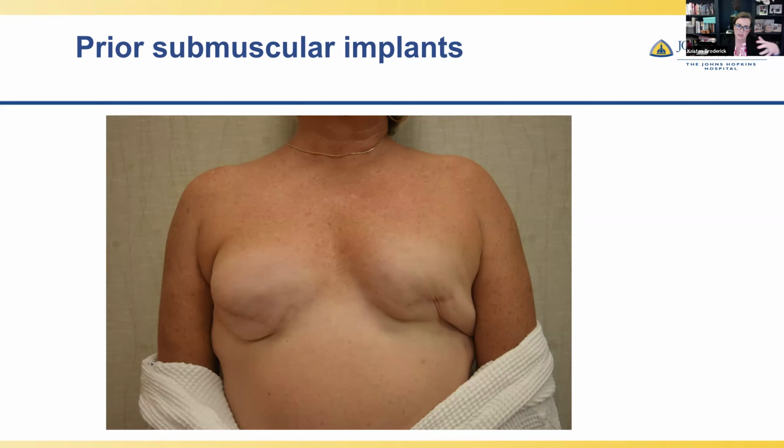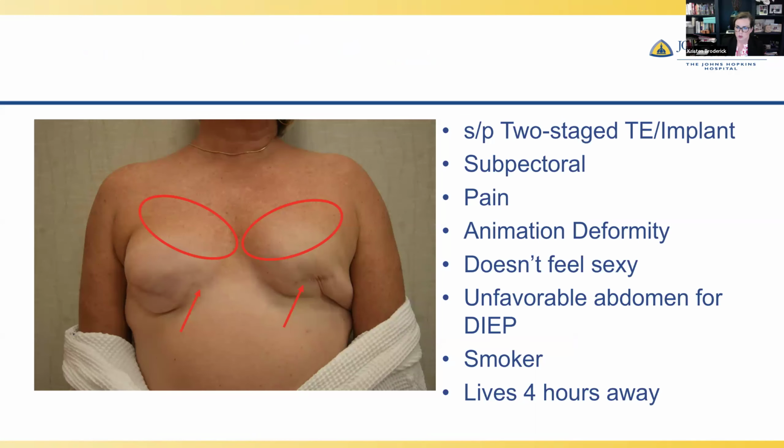that muscle, because when you put them under the muscle, that muscle still fires. So it's constantly pulling up. It's pulling on the skin. And what it ends up doing is flattening the top of the breast, and the implant gets pushed down and out to the side, and the skin gets distorted in the process. So you can sort of see that. She was having a lot of pain, a lot of animation deformity, did not feel sexy in her breasts.